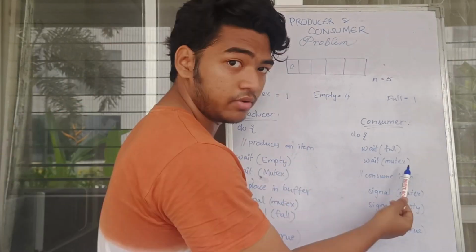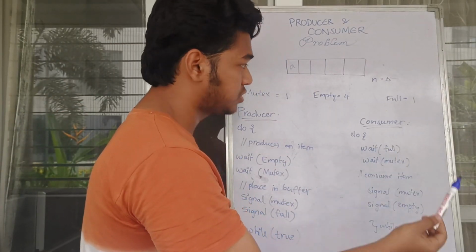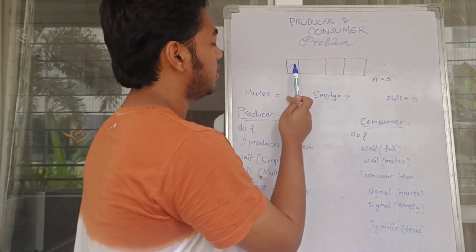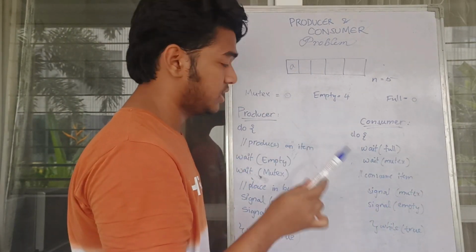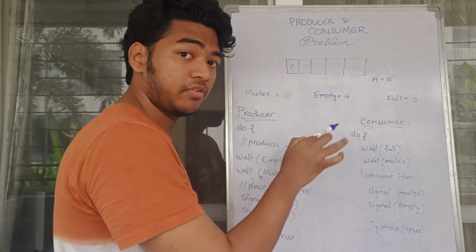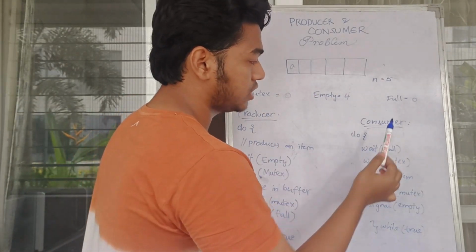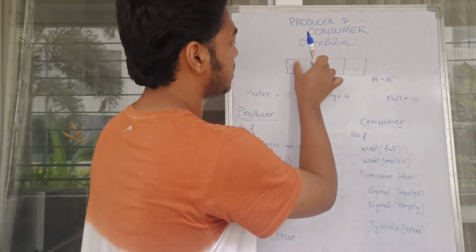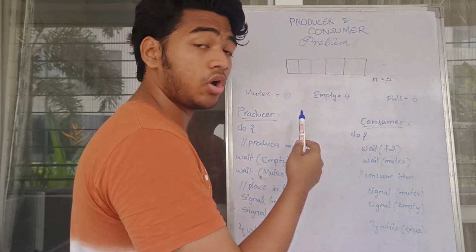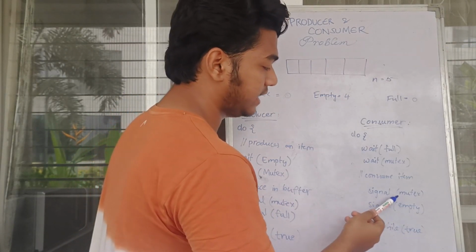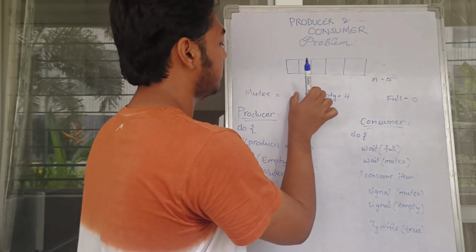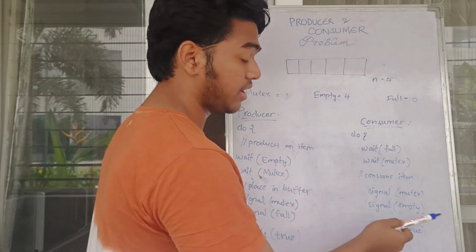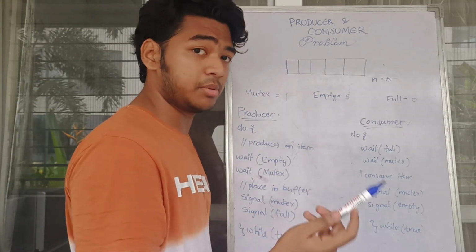And what does the consumer do? It decrements the value of full, which means the full is now 0. It decrements the value of mutex as well, which becomes 0, so that the producer doesn't access the buffer right now. And what does the consumer do? They consume. Now the consumer consumes A, so there are no longer filled slots. And it increments the value of mutex again. So now the producer can access the buffer. And it also increments the value of empty because there are 5 empty slots.